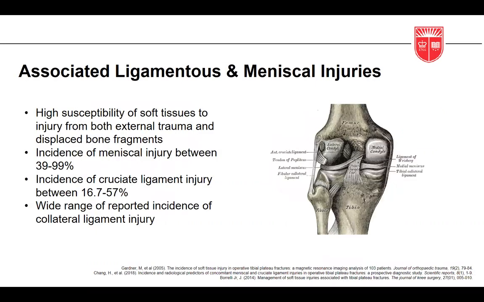So now we'll talk a little bit more about the associated ligamentous and meniscal injuries in tibial plateau fractures. Due to the high energy shearing forces and compressive stress in these fractures, there's a high susceptibility to soft tissue injuries. Meniscal injuries have been reported to have an incidence between 39 and 99%. The incidence of cruciate ligament injuries has been reported to be between 16 and 57%. And collateral ligament injury is also common, with one study by Gardner in 2005 finding that 29% of operative tibial plateau fractures had complete LCL tears and 32% had complete MCL tears. These injuries can result from the direct external trauma or from displaced bone fragments.